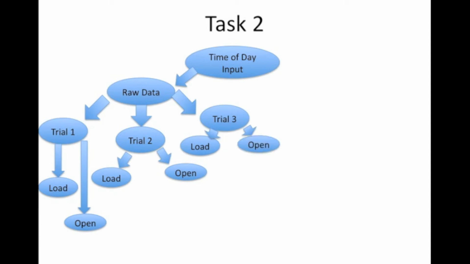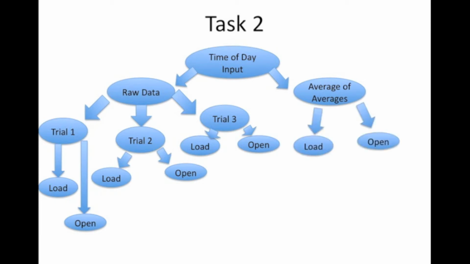The other option instead of raw data is just to do the average of the averages. So that will just be one value of solar data for the whole location at that time. And again, there's the load sweep and the open sweep data option.